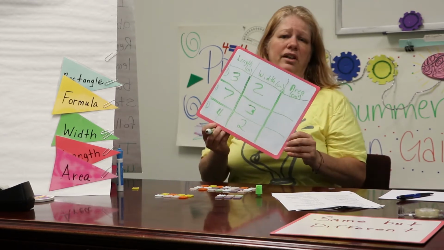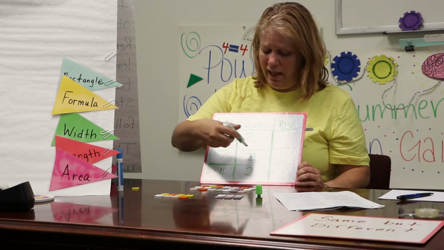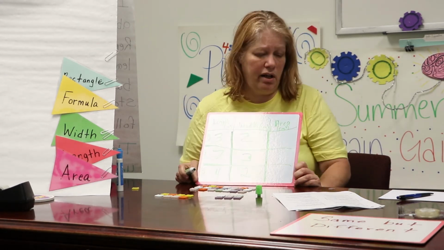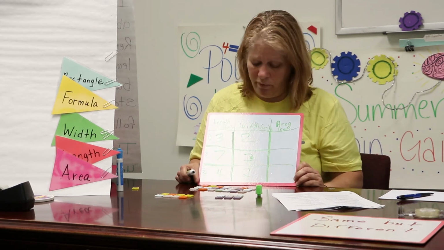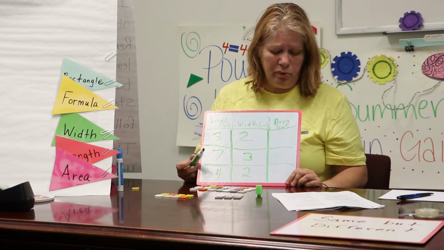Okay, so it should look something like this. And your numbers should be the same. If they're the same, if it's 3 and 3, then you have a square, not a rectangle. So you need to do that one over again. Okay, so the way we're going to find this out is we're going to multiply.